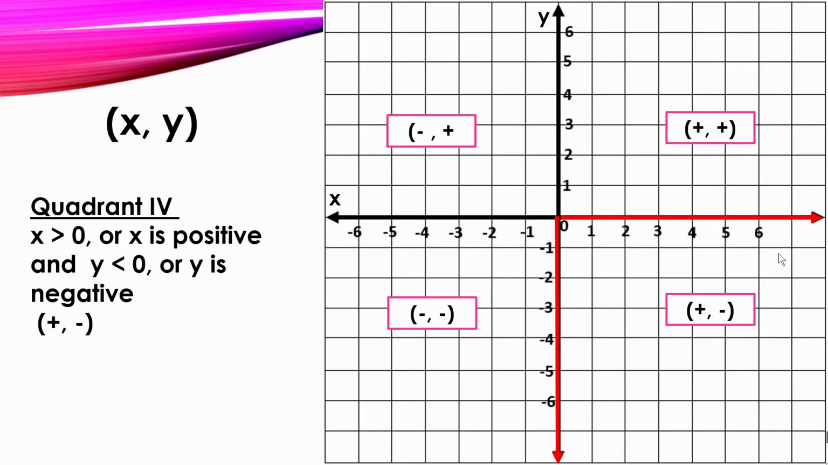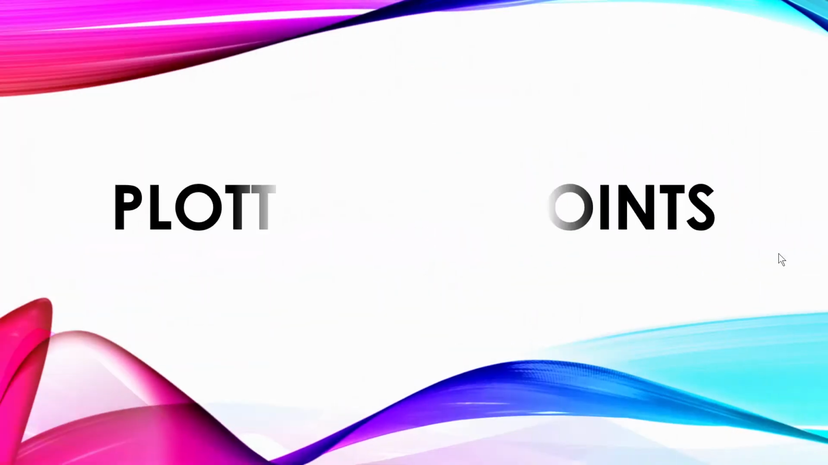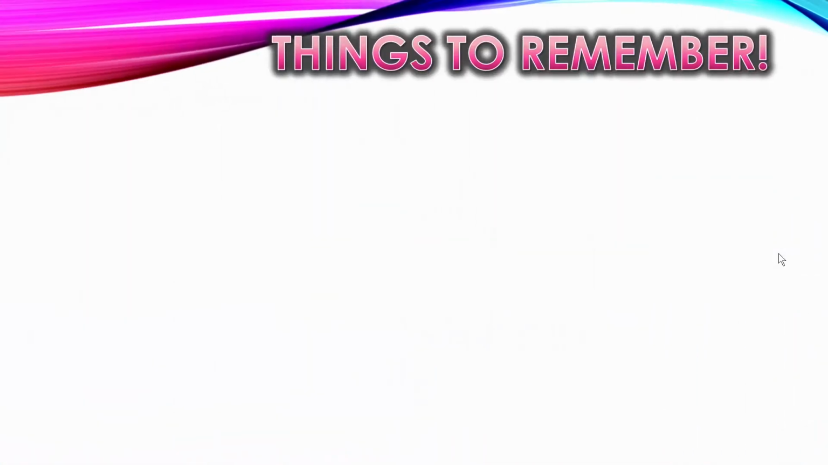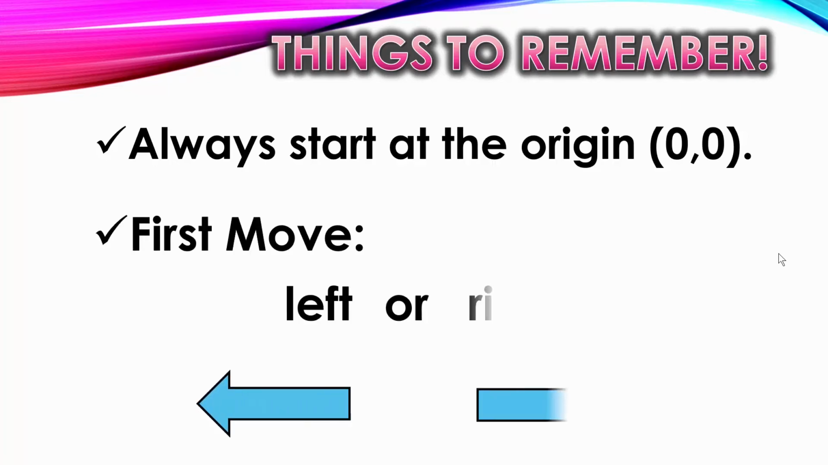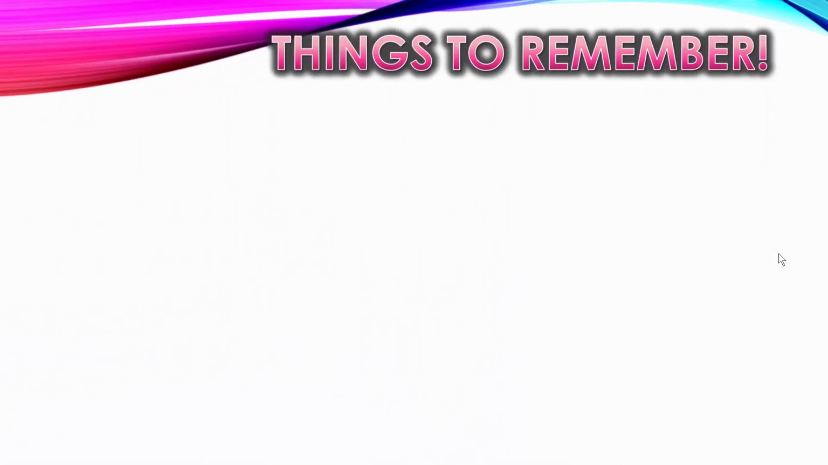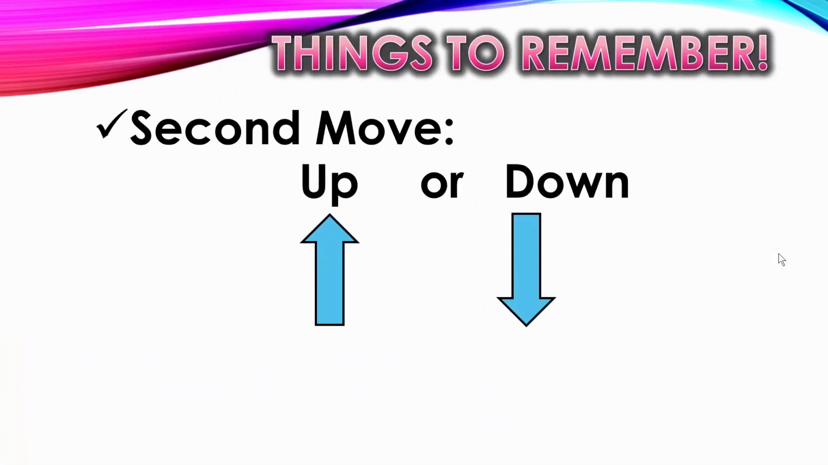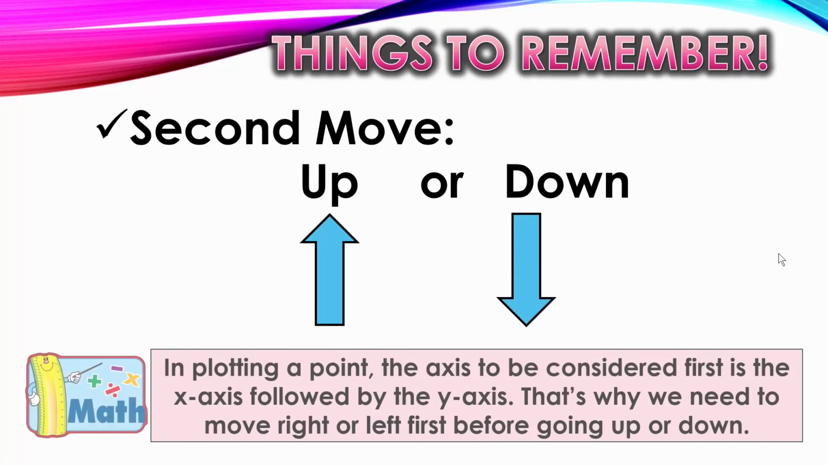Now, let us proceed to plotting of points. There are important things that we need to remember in plotting of points. Always start at the origin or (0, 0). From the point of origin, the first move is left or right. The second move is upward or downward. In plotting a point, the axis to be considered first is the x-axis, followed by the y-axis. That's why we need to move right or left first before going up or down.